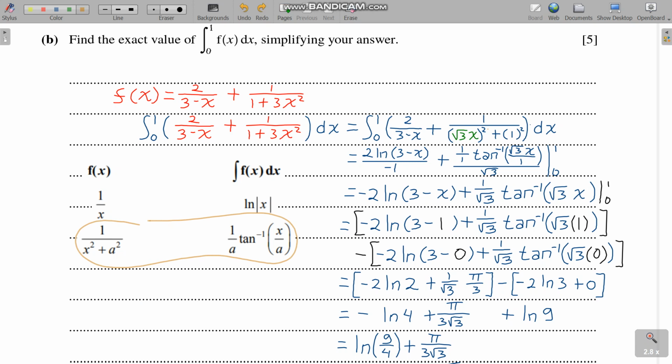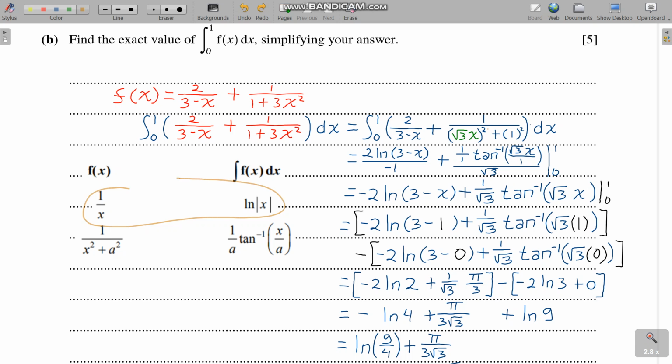If you look at the MF19, we can see we have this kind of formula, right? So we also make it 1 squared here, so we can identify the a clearly. So using this formula, we have 1 over a, again the a is 1, inverse tangent x over a, but we are using root 3x in this case. It's not just x, so it's root 3x over 1, and we divide by root 3 because of the chain rule again. So we can use this formula in MF19 the way it is. If we have root 3x, we have to divide by root 3.